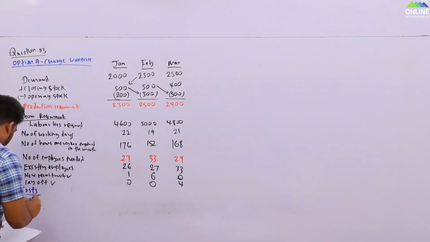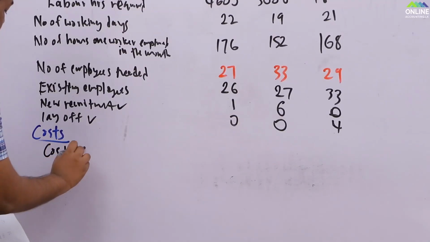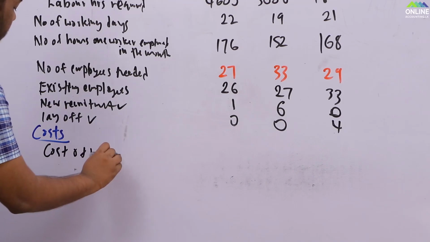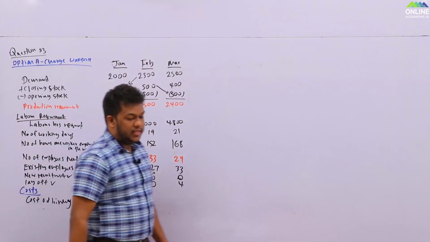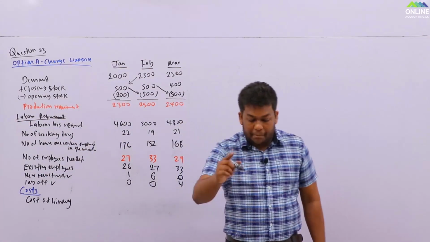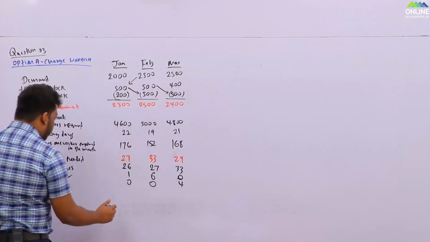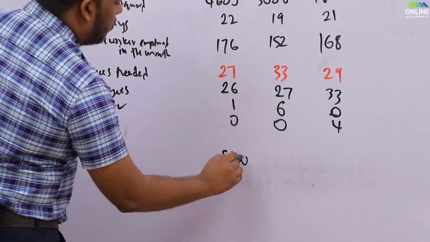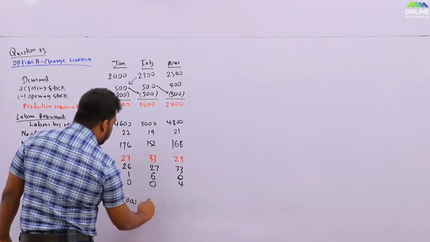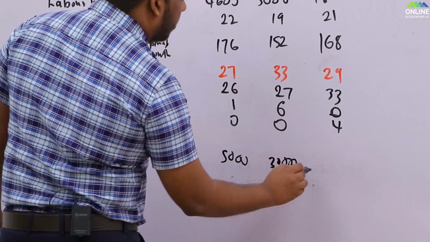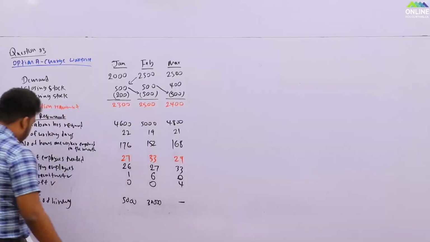So first one, cost of hiring. Cost of hiring, how much? Cost of hiring per person is 5,000. They are hiring 1 here. So 5,000 into 1, 5,000. 5,000 into 6, 30,000. Here no hiring. Then the layoff.